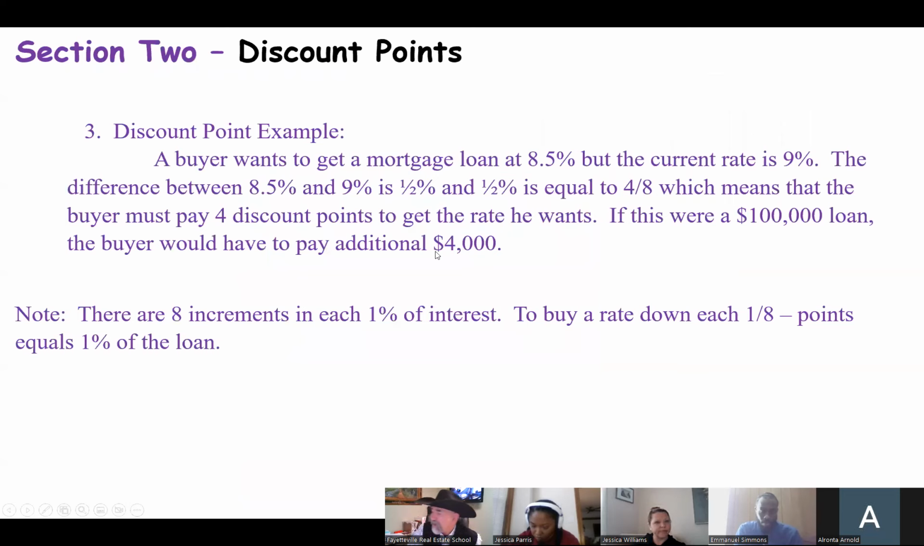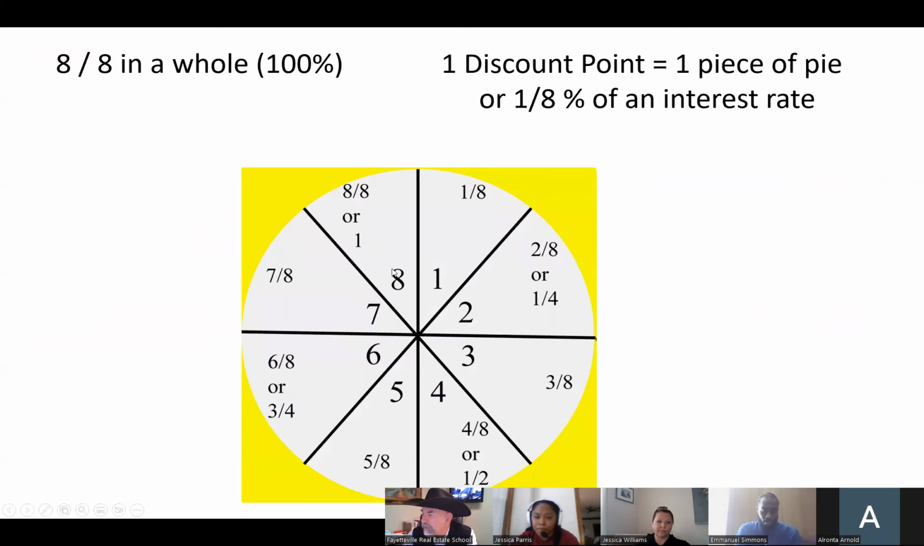So then we would have to calculate how much that 4 points is going to cost the buyer to lower that interest rate. And we just take 4% times the loan amount, and that's how much the buyer would have to pay. And 4% times 100,000 is 4,000. All right, and so that is basically how you do discount points. Remember, discount points are in eighths.